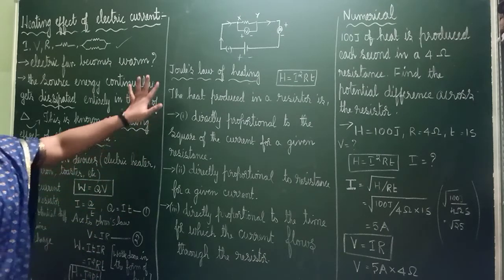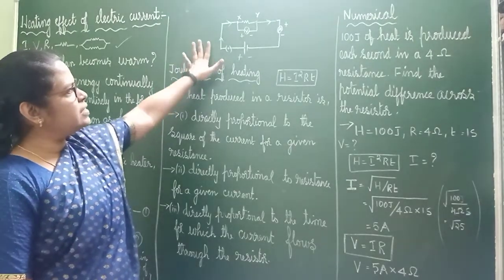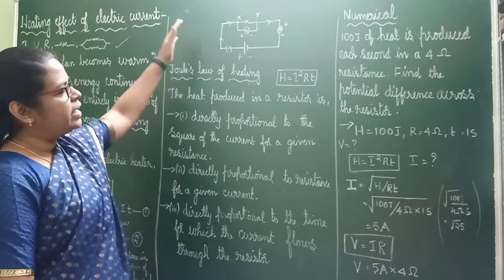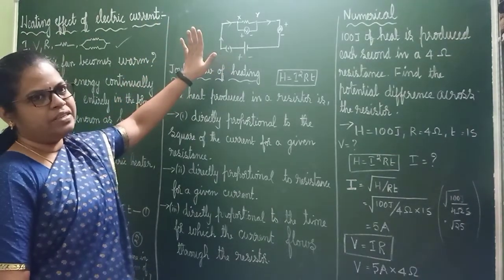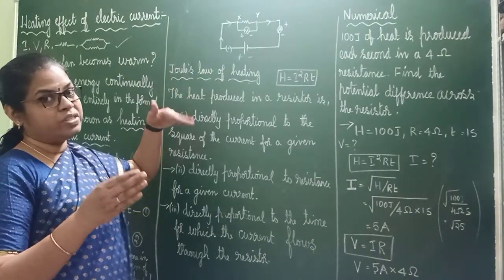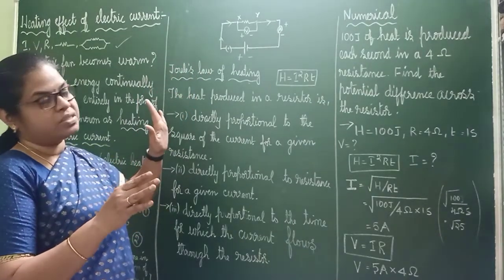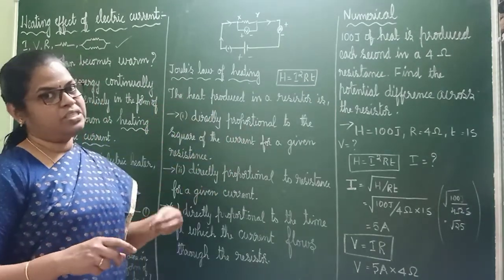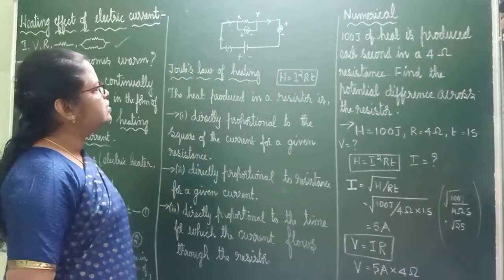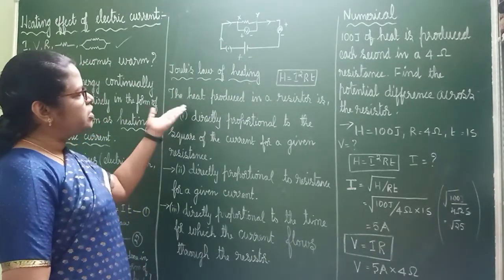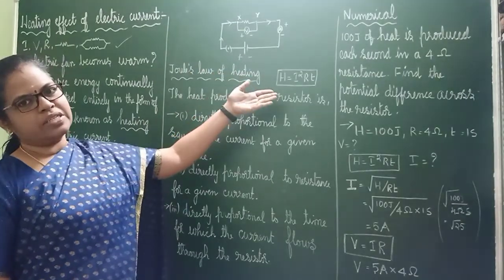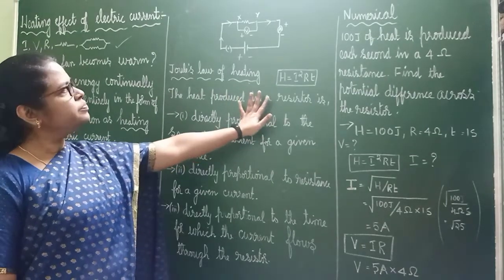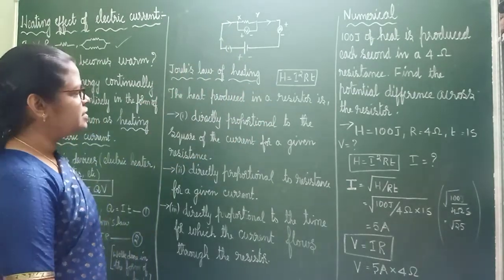So here, H is equal to I square RT. I have just shown a circuit to see how current is moving. And the potential difference we have studied, the difference in potential, then only it will start moving, otherwise there will not be any movement. We have also studied about the potential difference and electric potential. To show that I have given this circuit diagram. Now Joule's law of heating states that H is equal to I square RT, but what does it define? The heat produced in a resistor.